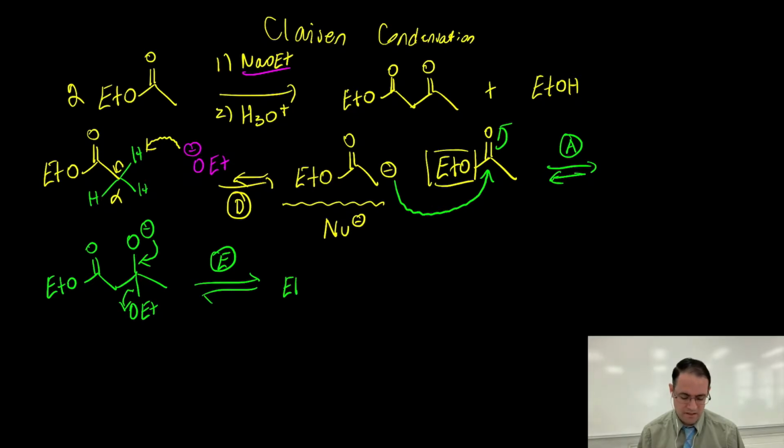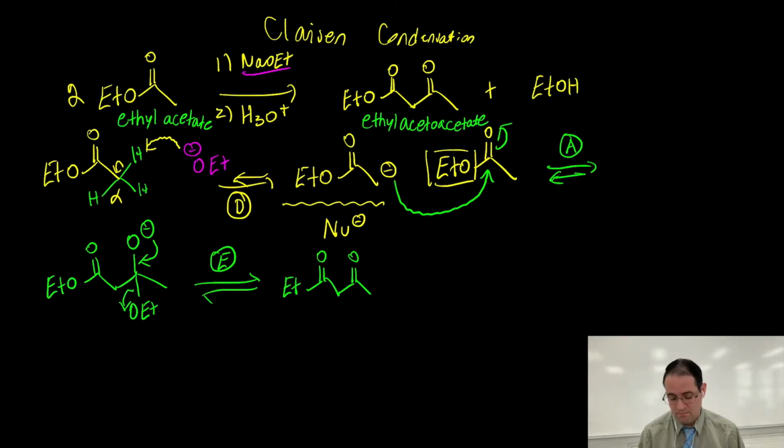And so what you get here is ethyl acetoacetate. Okay, maybe I should name these. This is called ethyl acetate as an example of an ester, and this molecule is called ethyl acetoacetate. Okay? Now we have this ester, this keto ester, so if we label it, this is a beta keto ester, okay?